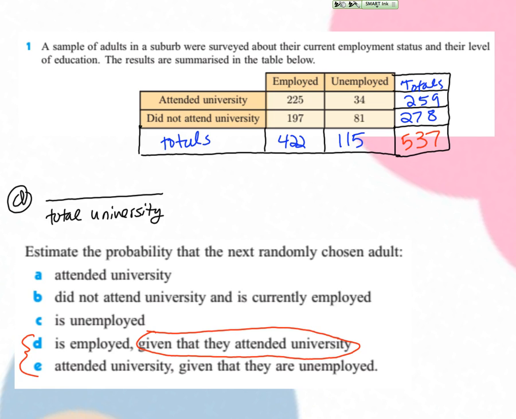The first time I was reading it, I kind of didn't think anything of it, and so I didn't pay attention to that, but it is over the total university. So that means in our numerator, they have to both be employed and go to university, or went to university. But I'm only looking at the part of the population that went to university. So I would have the total university, so that's 259 in the denominator, and employed and went to university, which is 225.